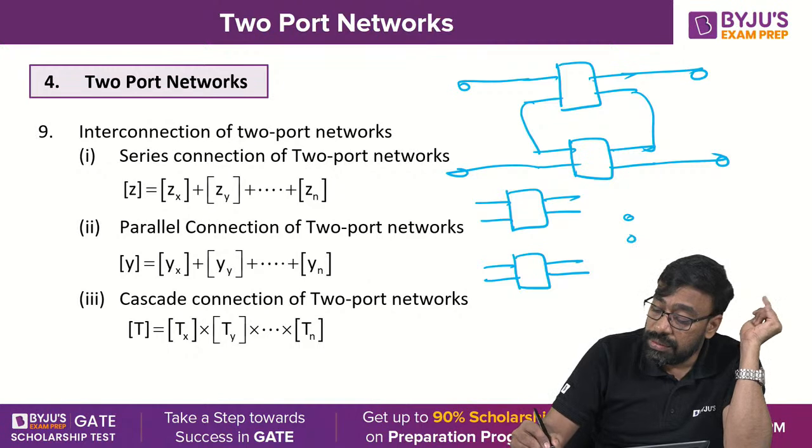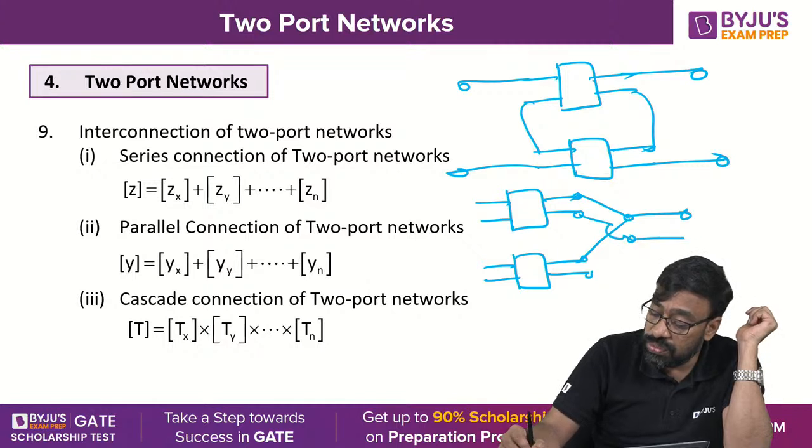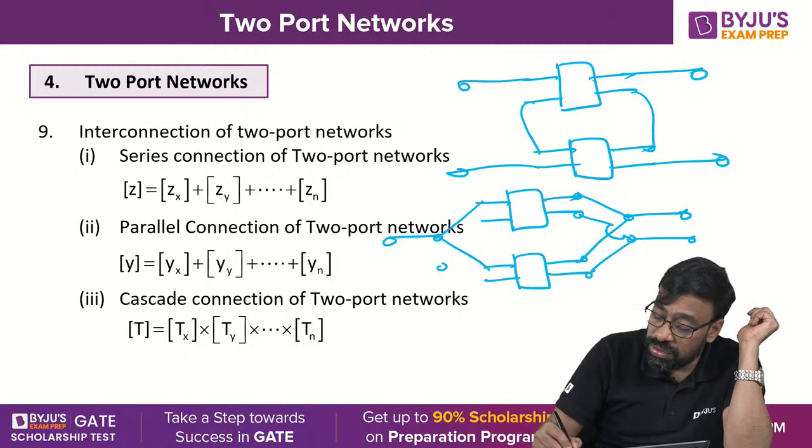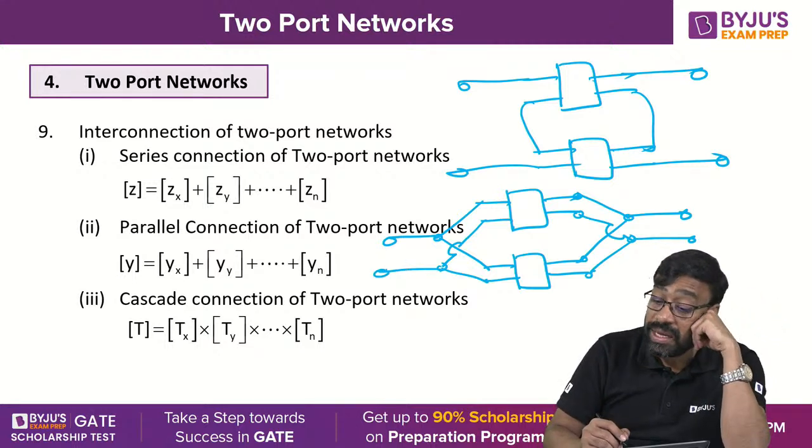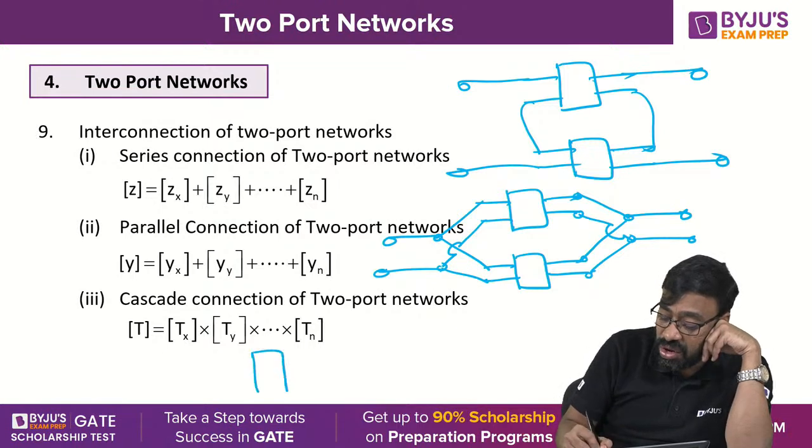Join these two, one port; join these two, another port. Similarly here also, join these two, you will get one port; join these two, you will get another port. These two are said to be in parallel combination. Cascade combination: what do you mean by cascade combination? This is a cascade combination.